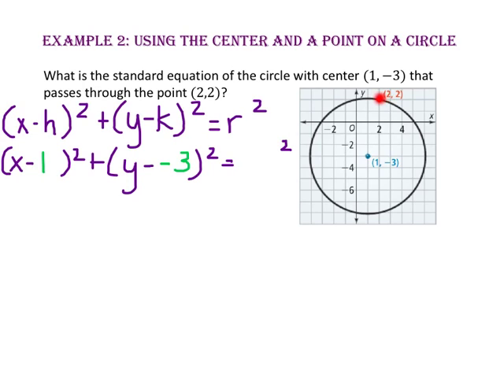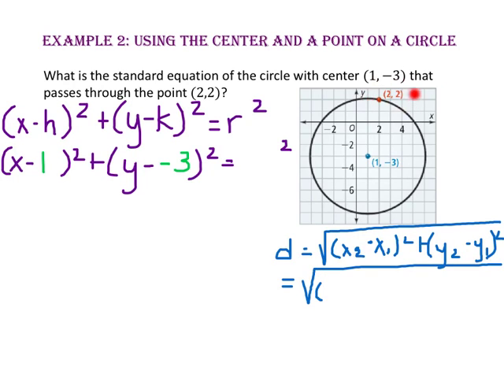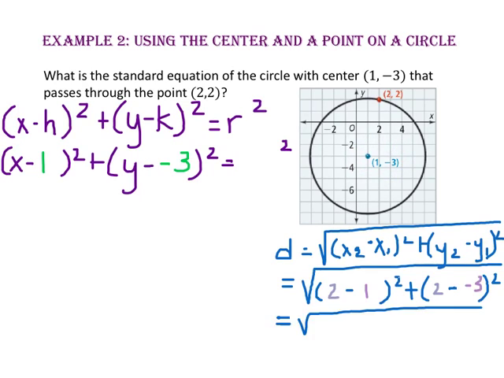However, they gave us a point on the circle, and we know the radius is the distance from the center of the circle to a point on the circle. So let's use the distance formula with (2, 2) as (x2, y2), and the center (1, -3) as (x1, y1). 2 minus 1 is 1, and 2 minus -3 is 5. 1 squared is 1, and 5 squared is 25. 1 plus 25 is 26, so the radius length is the square root of 26.